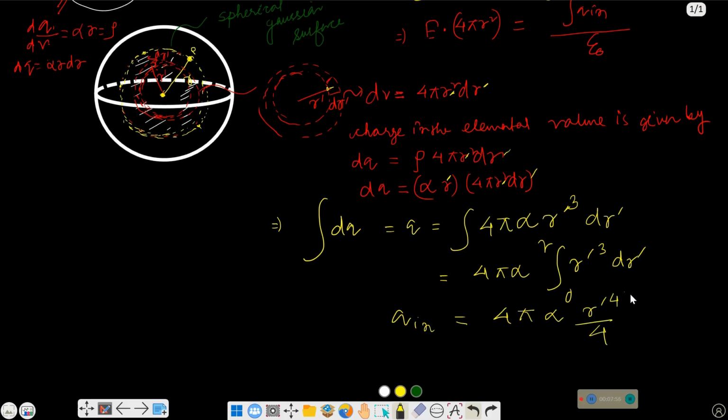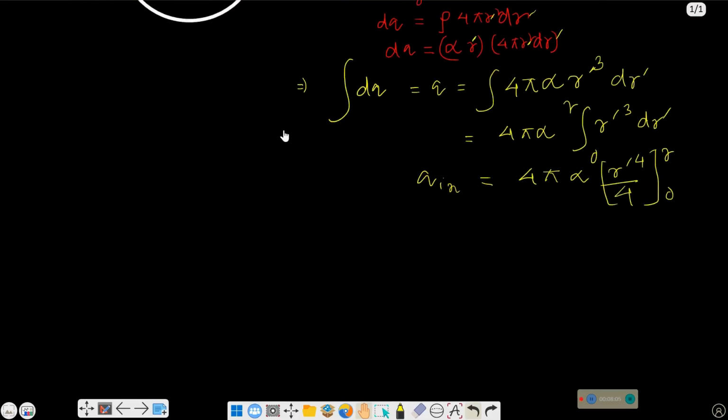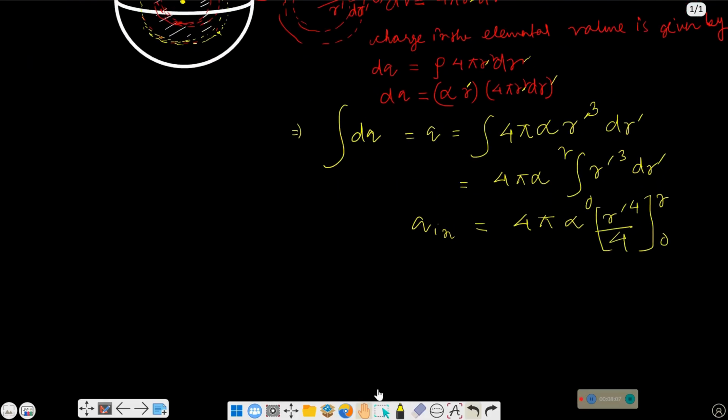Now we integrate this from 0 to r. So q in is 4 pi alpha r to the power 4 by 4. This 4 gets cancelled and we are left with pi alpha r to the power 4. This is the total charge inside.